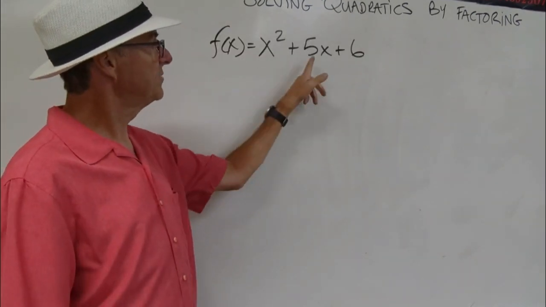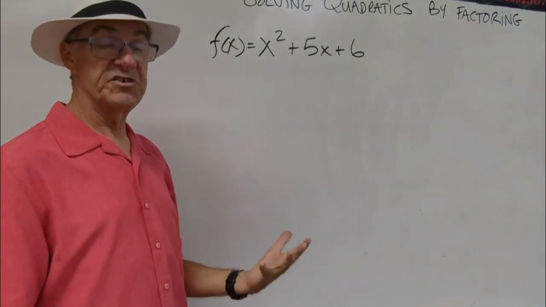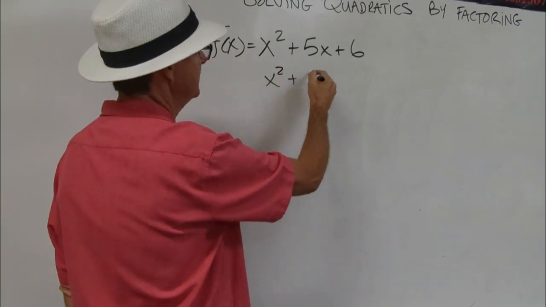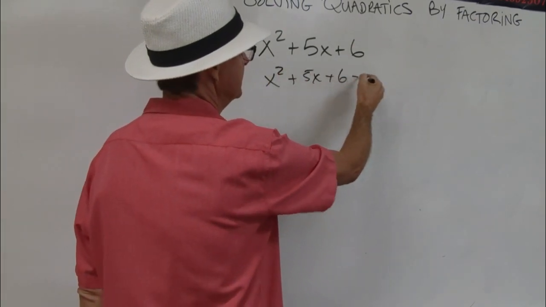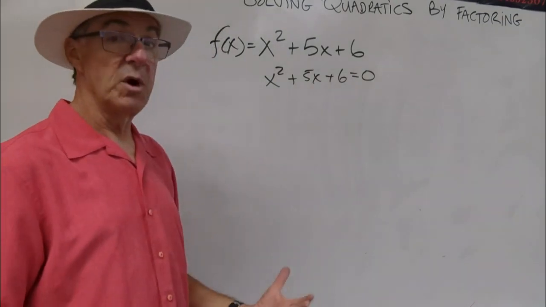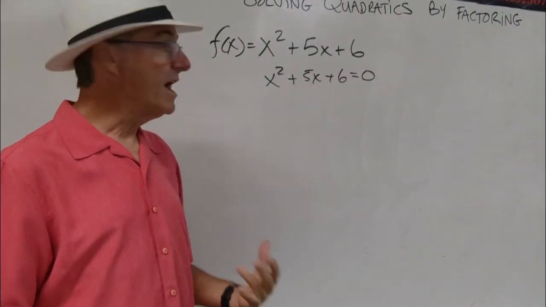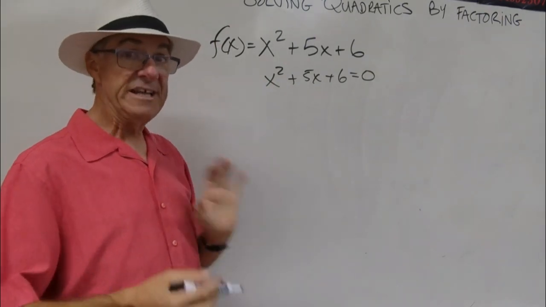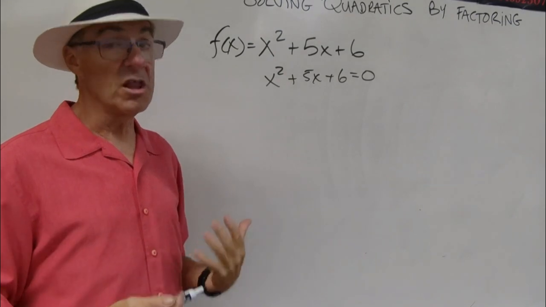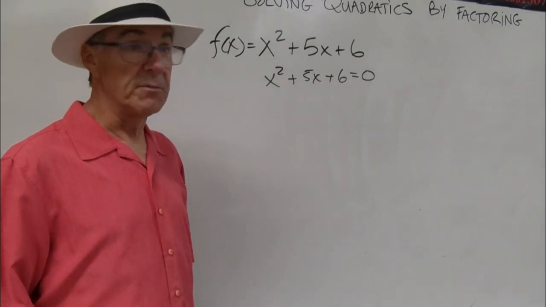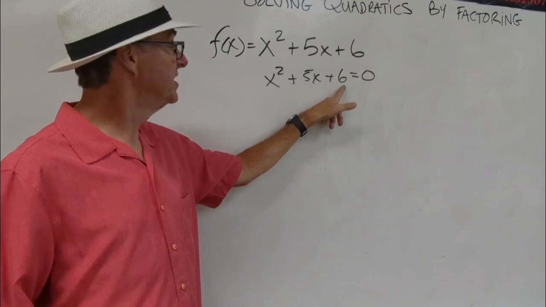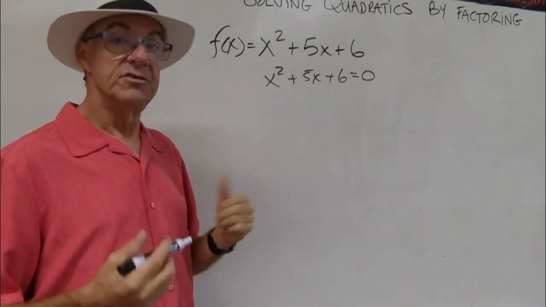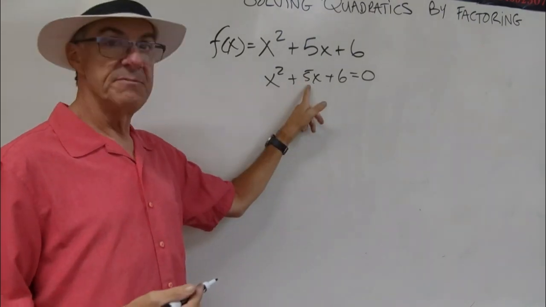So here's an example. f of x equals x squared plus 5x plus 6. First step, set the quadratic equal to 0. x squared plus 5x plus 6 equals 0. Now this one's a product sum, and the way I know is there's no number in front of the x squared. So now I need to test to see if it's factorable. Not all of them are. I'm looking for two numbers that multiply to 6 and add to 5. And those numbers are 2 and 3. 2 times 3 makes 6, 2 plus 3 makes 5.